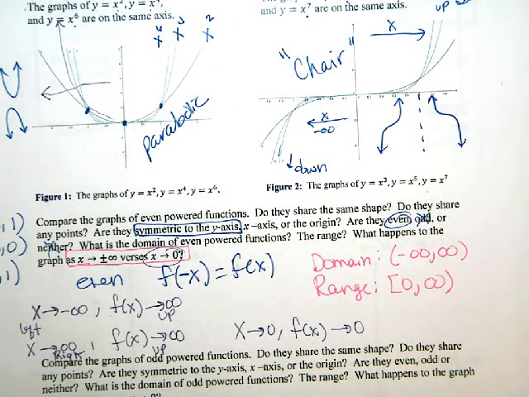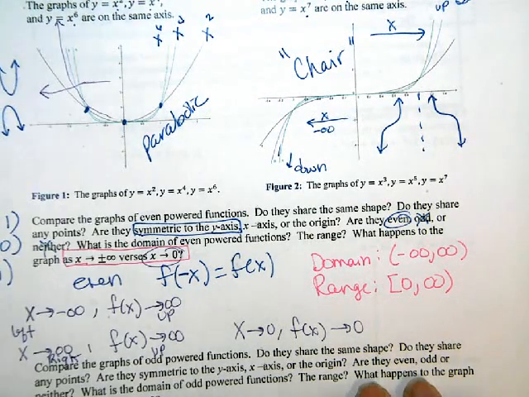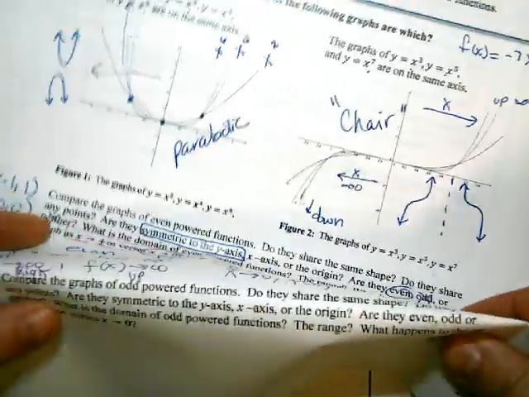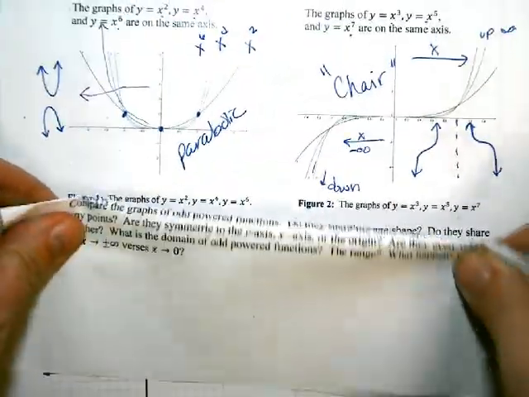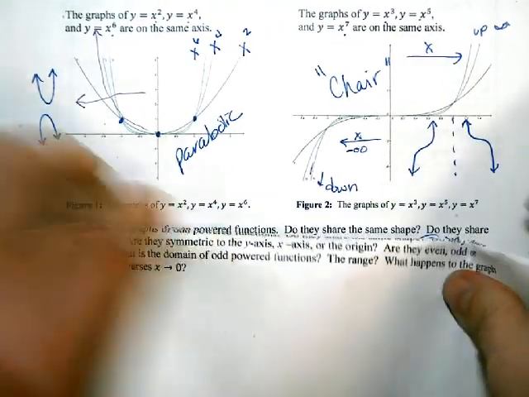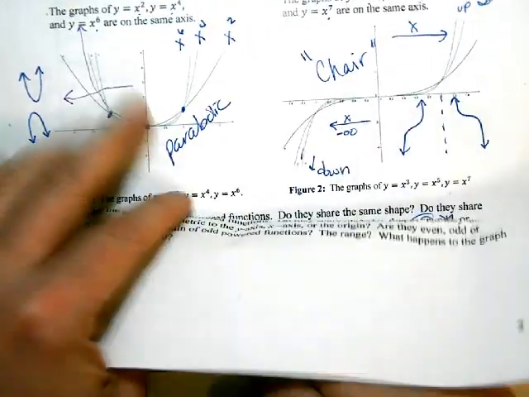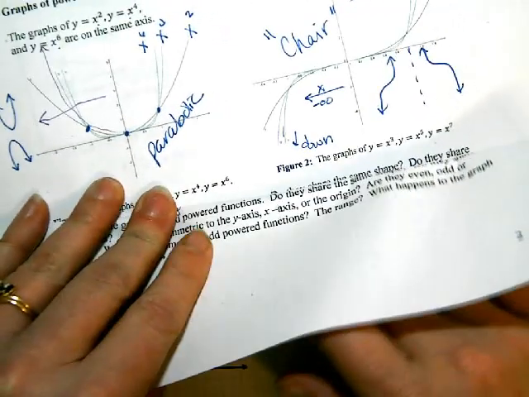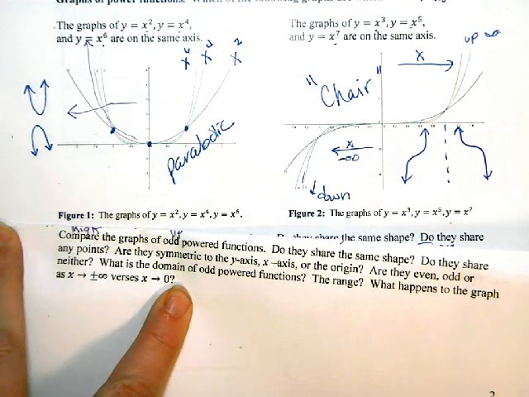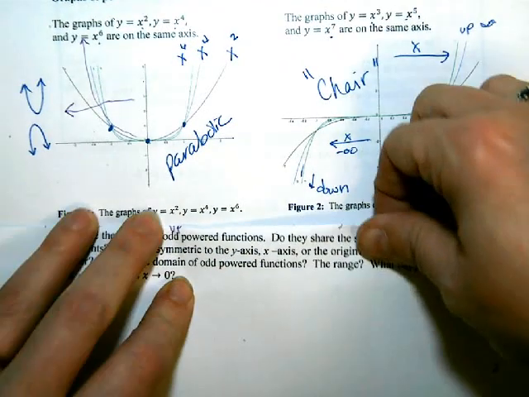Okay, let's consider all of this now for the odd chair function. And the easiest way I can do that is to fold the paper. So bear with me while I fold the paper so that you can see the questions and the graph in the same space. Okay. So this is comparing the odd functions.